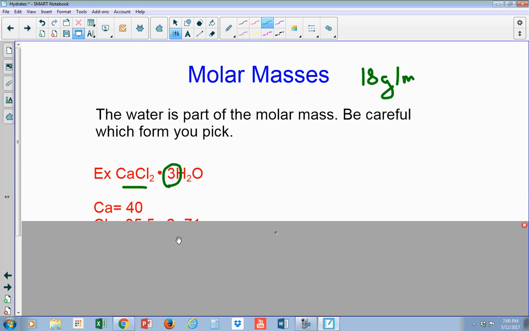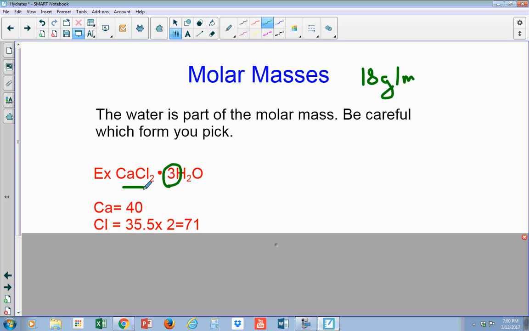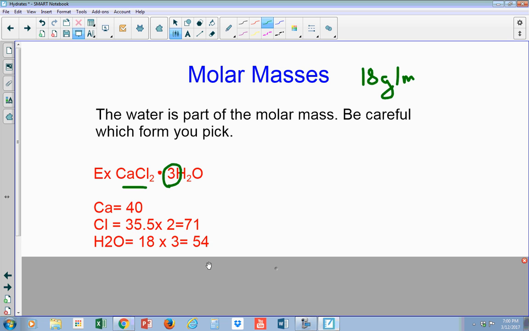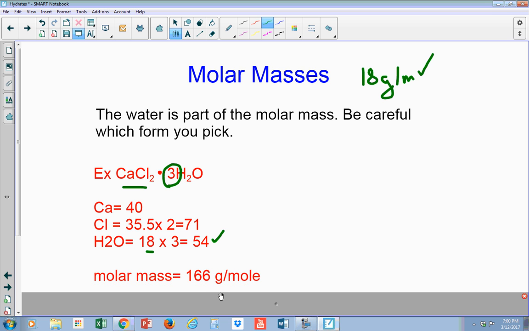Let's take a look. Calcium is 40. Chlorine is 35.5 times 2 is 71. Let's add those together. That means so far we've got, what, 111? But you've got water, which I said was 18, right? And you've got three of them, so that's 54. So we add it all up together, and that gives us, let's see, how's that? Should be 165, right? So the total molar mass is 165 grams per mole.